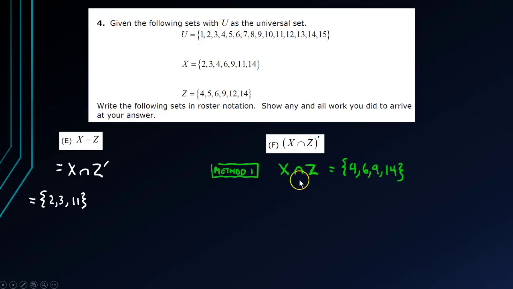In method 1, I'm going to first find the intersection of X and Z. So I'm going to look at X and Z and see what's in both of them. So the 4, the 6, the 9, and the 14 are both in X and Z.